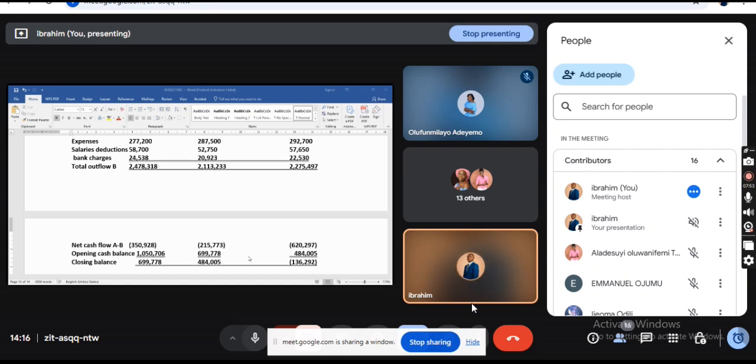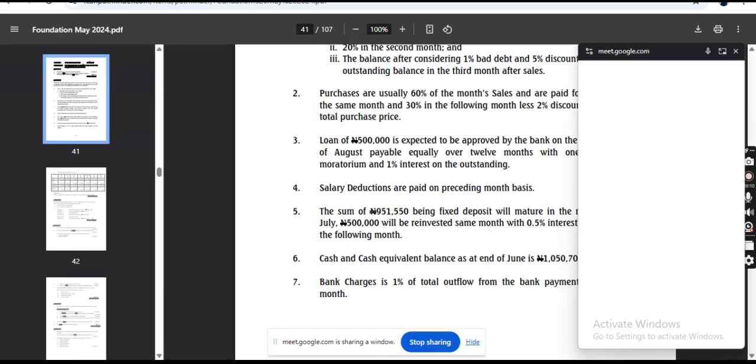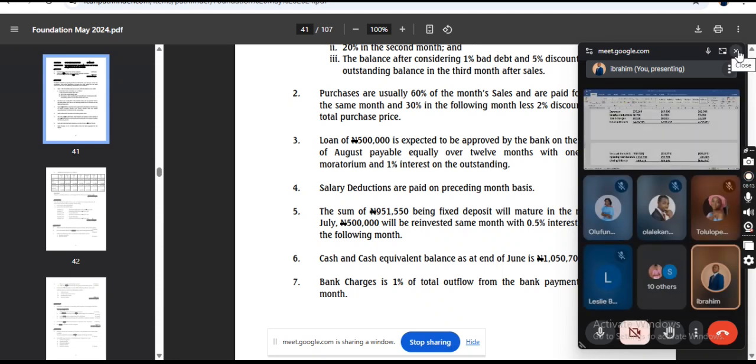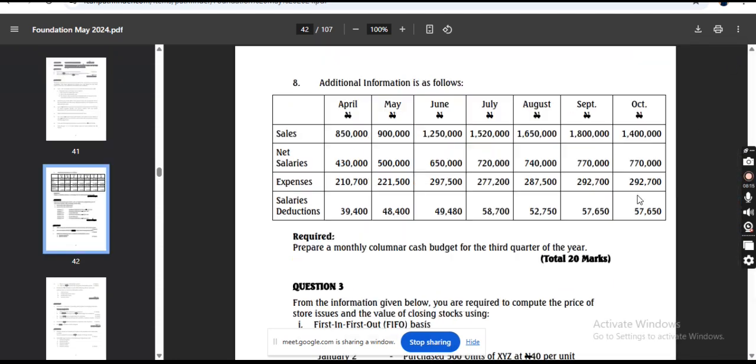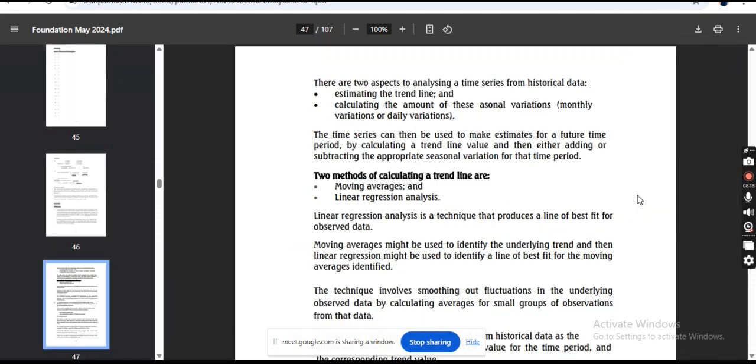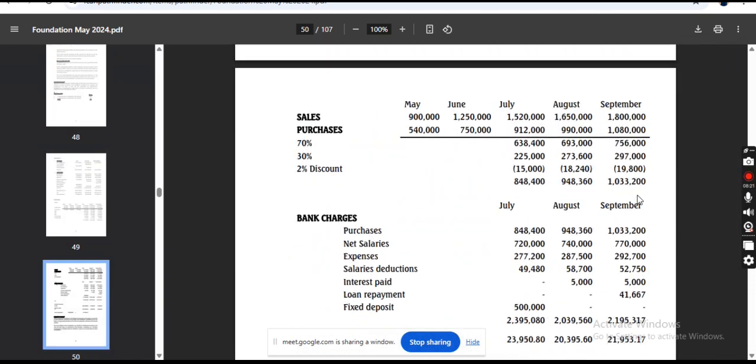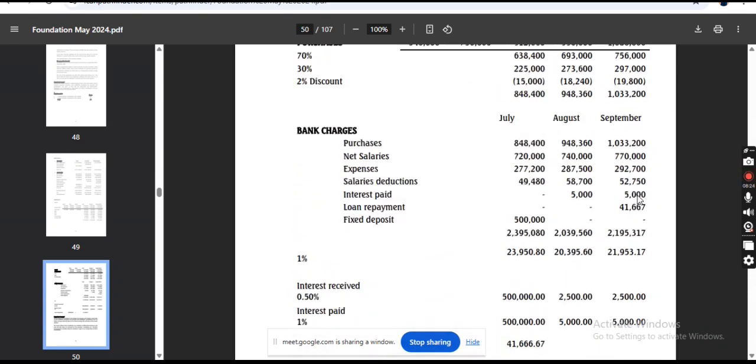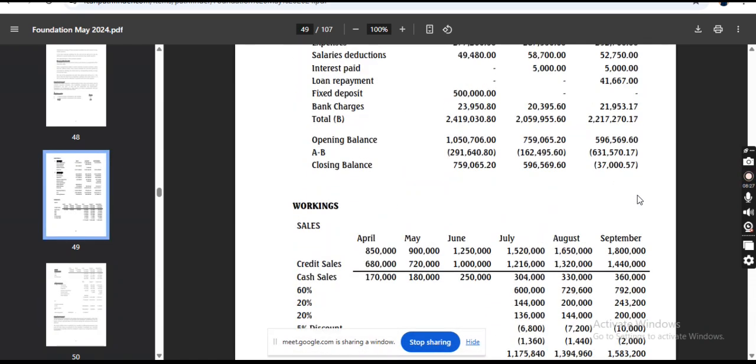Okay, May 2015. Someone should send the Pathfinder to the platform. May 2015, question 2. Now let's check the examiner comments before we go. Can you see the solution? You can't see it. Okay, that's fine.